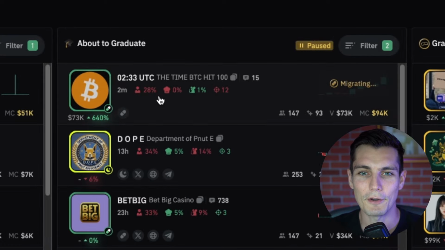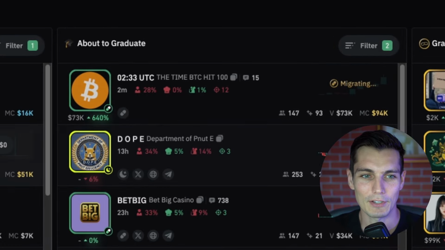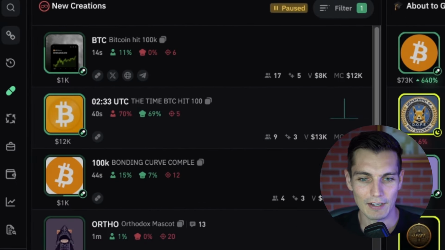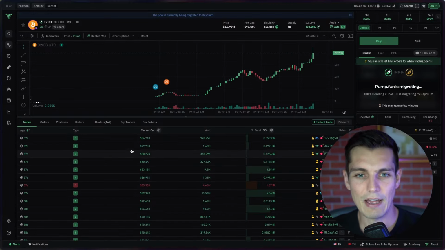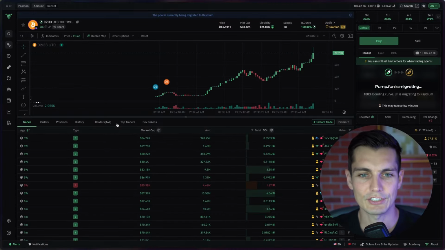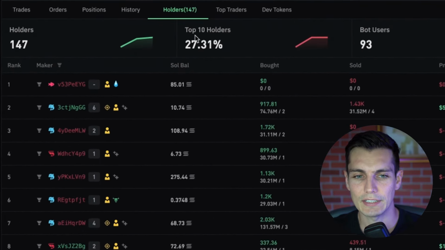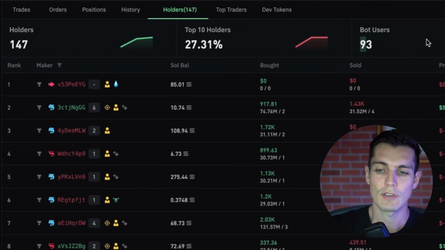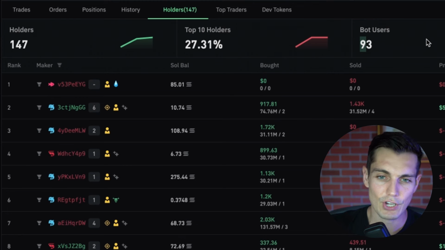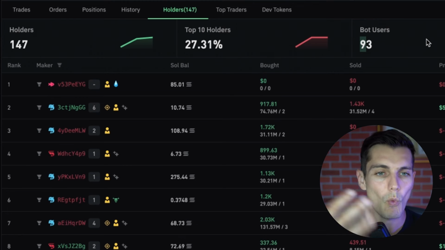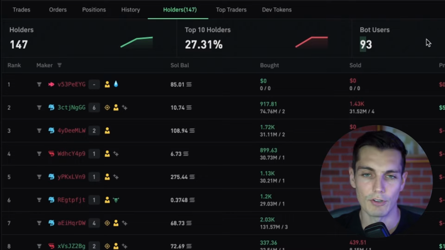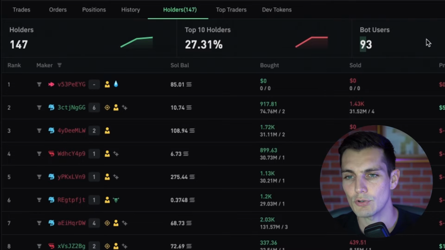The best way to see the news, I can just learn that Bitcoin just reached 100k, because we have so many coins that are created around that. And now one thing that I love, for example, let's check this coin. I can go in holders, and in holders, I see the top 10 holders. I see how many percent they hold. I see the number of bot users. So bot users is people who use BullX, who use Trojan, who use Phantom, who use whatever trading bot out here on the market. Now, why is this metric interesting?